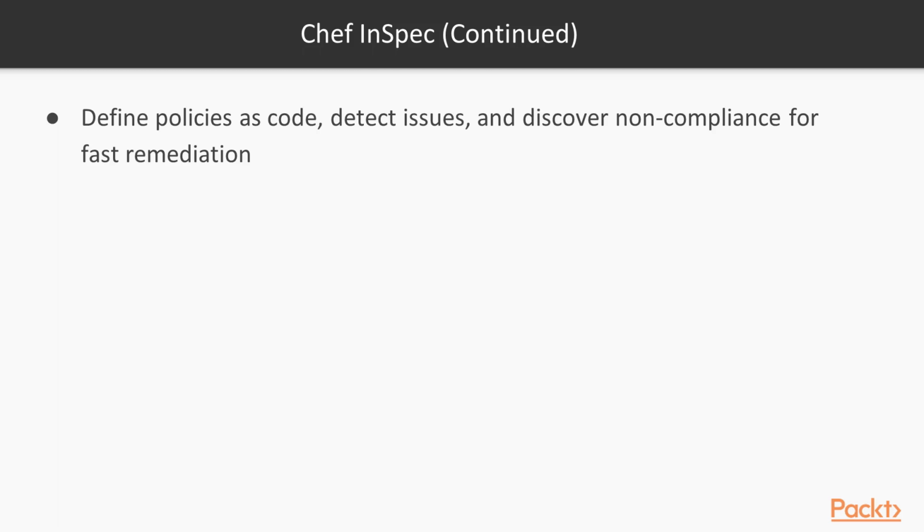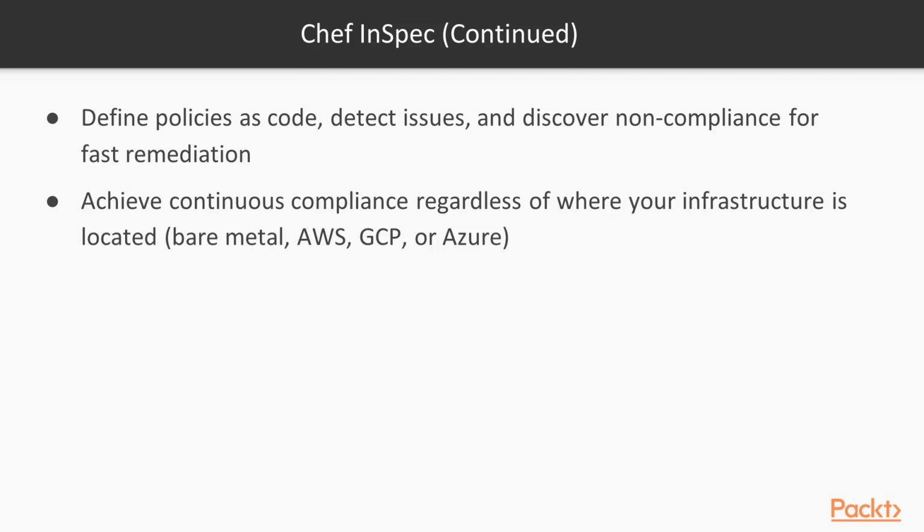InSpec comes with an extensive and continuously expanding library of helper resources and functions that makes it really easy to write infrastructure compliance checks, regardless of where our infrastructure is located. Let it be bare metal, AWS, GCP, or Azure.